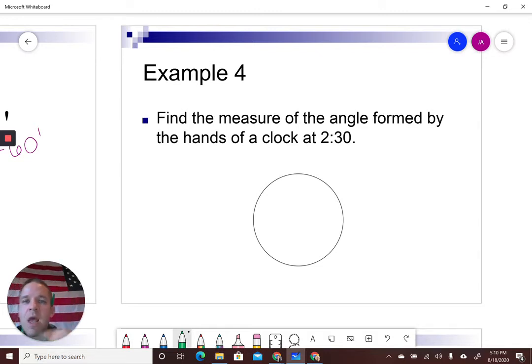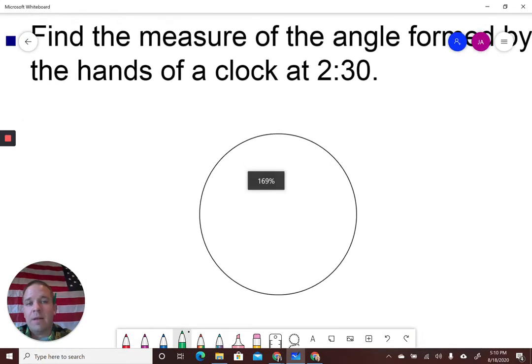All right, moving on. Example 4. Find the measure of the angle formed by the hands of a clock at 2:30. Now, I've given you a circle. We've got to add in the clock, all right? So I'm going to zoom in. Up at the tippity top is 12. At the side here is 3, 6, 9. Then I've got 1 and 2. I like to divide this up into fourths first so that I'm not at the 6 when I'm only a third of the way around. So that just helps me plan things out.